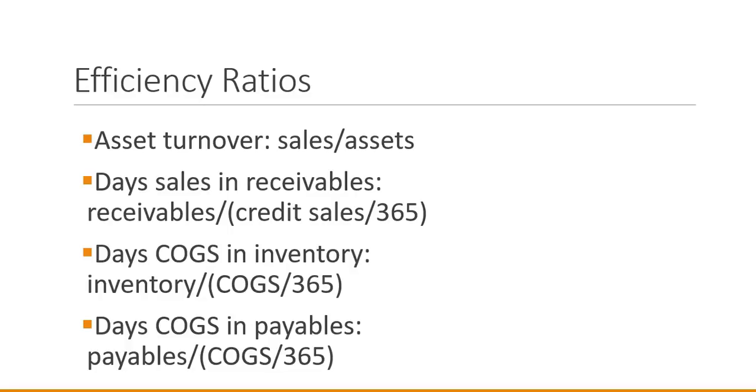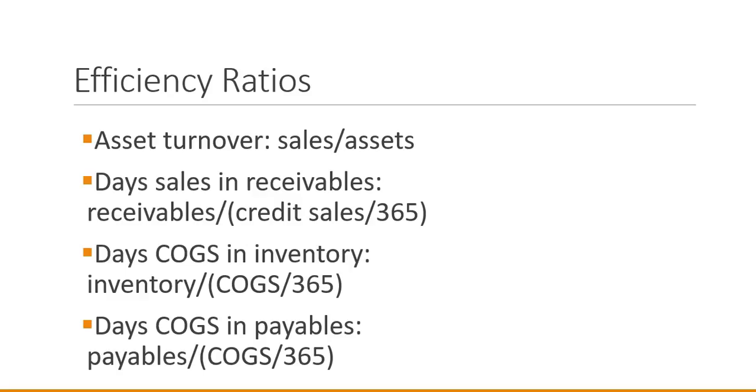Efficiency ratios give us an indication of how efficient the company is in using its assets. Asset turnover is sales divided by assets. So given an asset base, how much sales can we generate in a 1-year period?